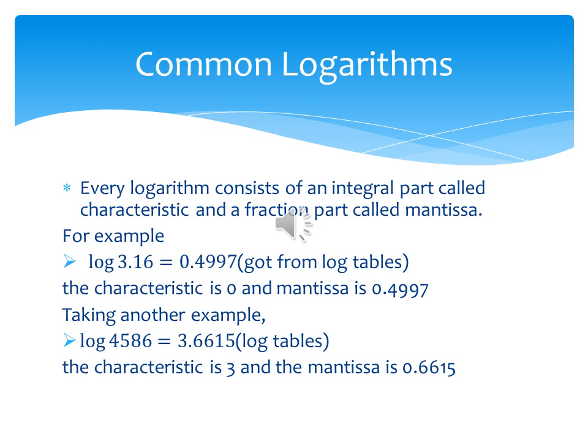Take as another example, log of 4586. 4586 consists of 4 digits in the integral part. So the characteristic will be 1 less than that, 3, and .6615 is obtained from the log tables. So to write the characteristic part, we take the integral part of the number whose log we have to find out and write 1 less than the number of digits.